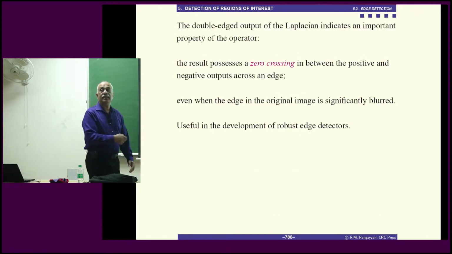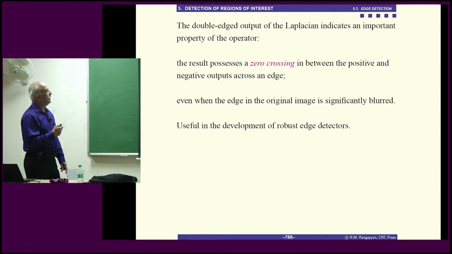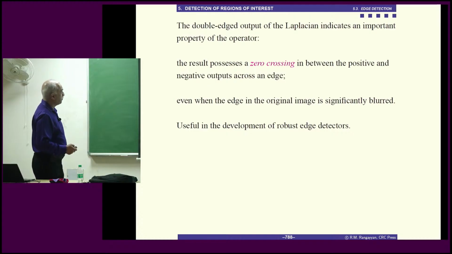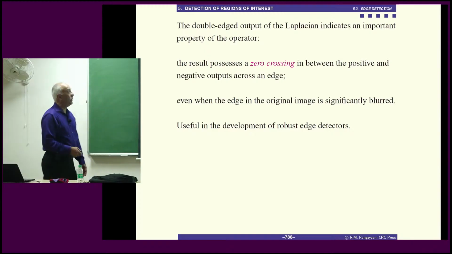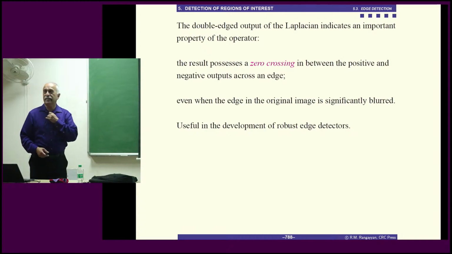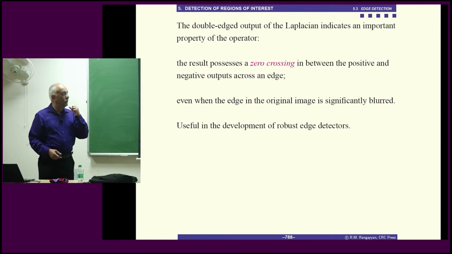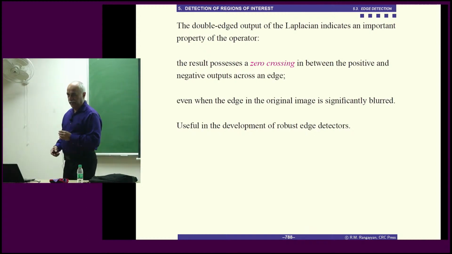So that is taken to advantage when using the Laplacian of Gaussian. The double-edged output of the Laplacian shows that there is a zero crossing between the positive and negative outputs, even when the edge in the original image is blurred, that is, the gradient has small magnitude. And that is useful in the development of robust edge detectors.